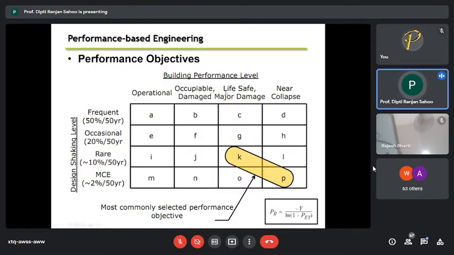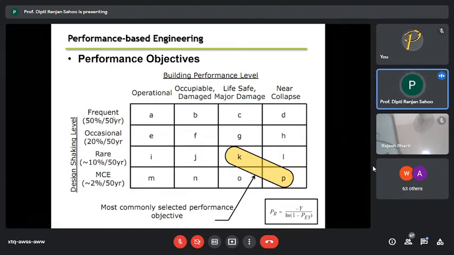Now, if I go along the x-axis, you have the operational level, immediate occupancy level or occupiable, life safety or major damage, and near collapse or collapse prevention, right? Now, if I make a table or matrix A, B, C, D, like operational for the frequent earthquake, or life safety for the occasional earthquake, let's say if I come to that, this indicates near collapse.